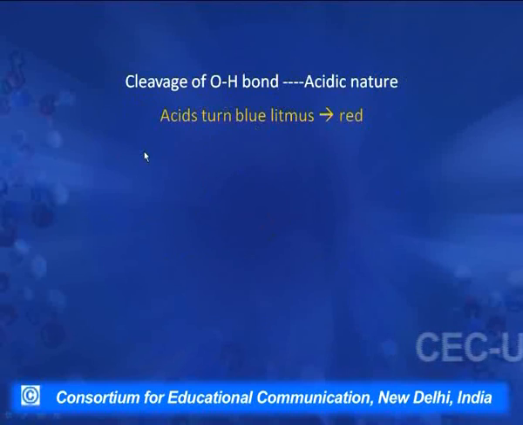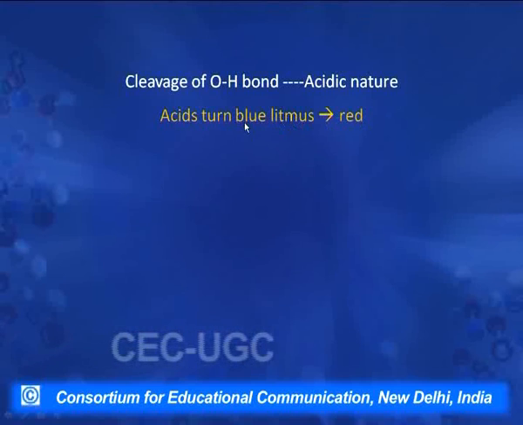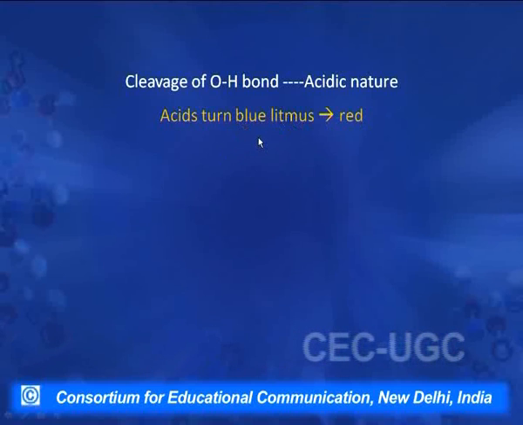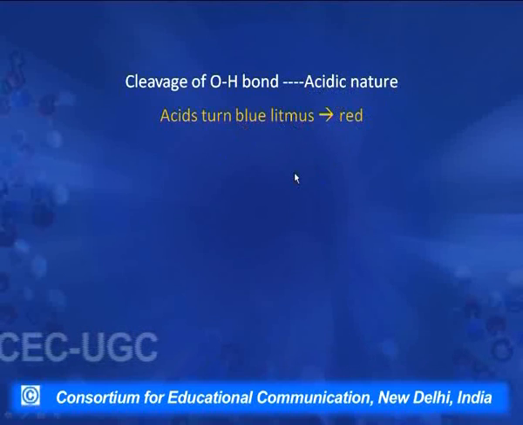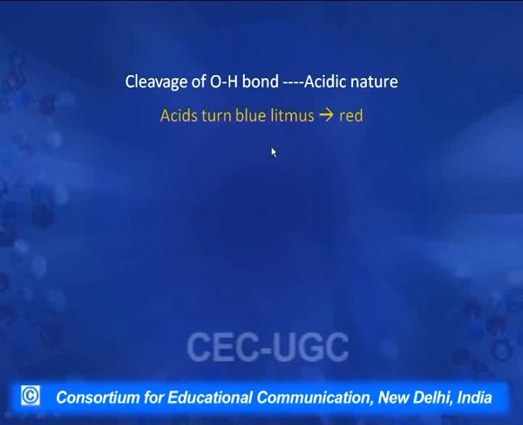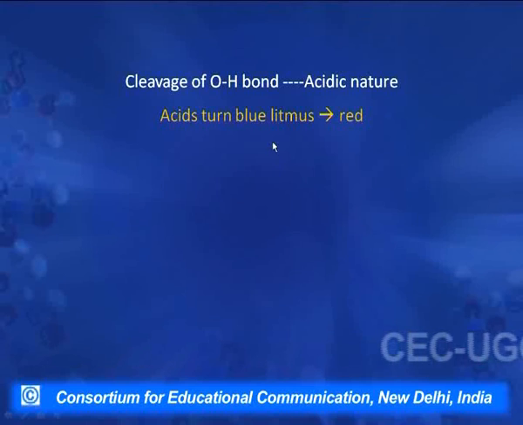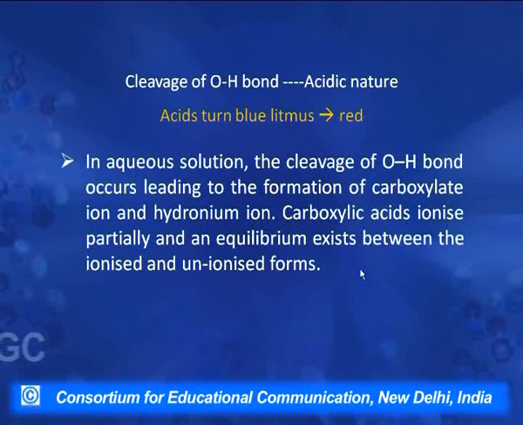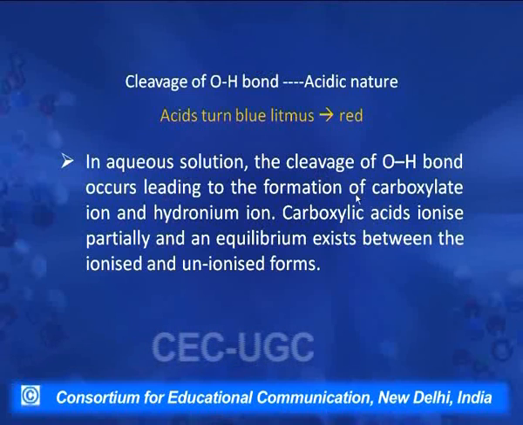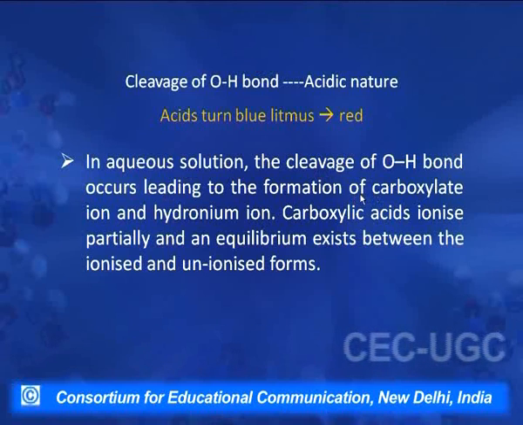You know from your previous classes that acids turn blue litmus red. The carboxylic acids also undergo this reaction, that is, they will turn blue litmus red. So it means they show acidic nature. Now, chemically, acidic nature is shown by their reaction with metals or bases. So carboxylic acids react with these metals or bases, and this OH bond undergoes cleavage, whether dissolved in water or when reacting with bases, that is sodium hydroxide, or metals.